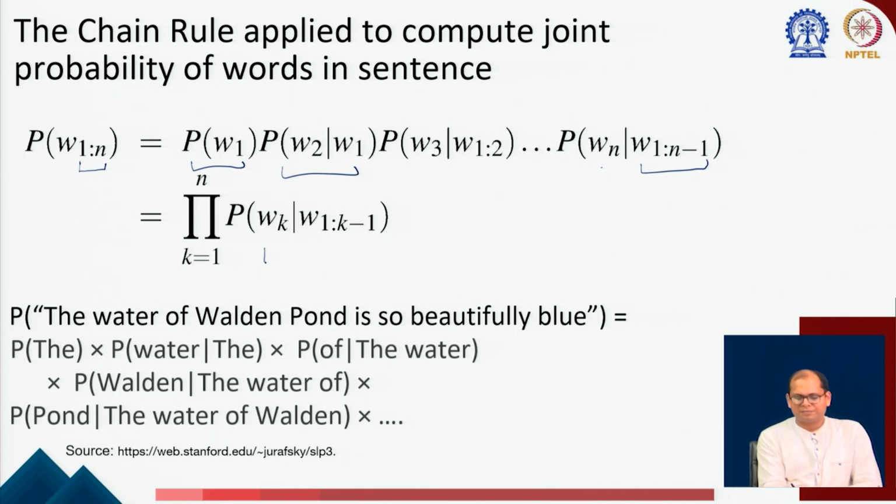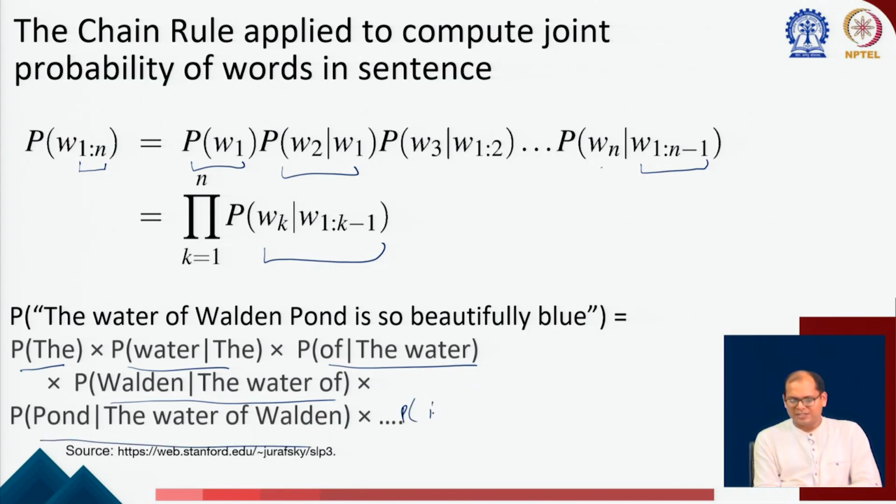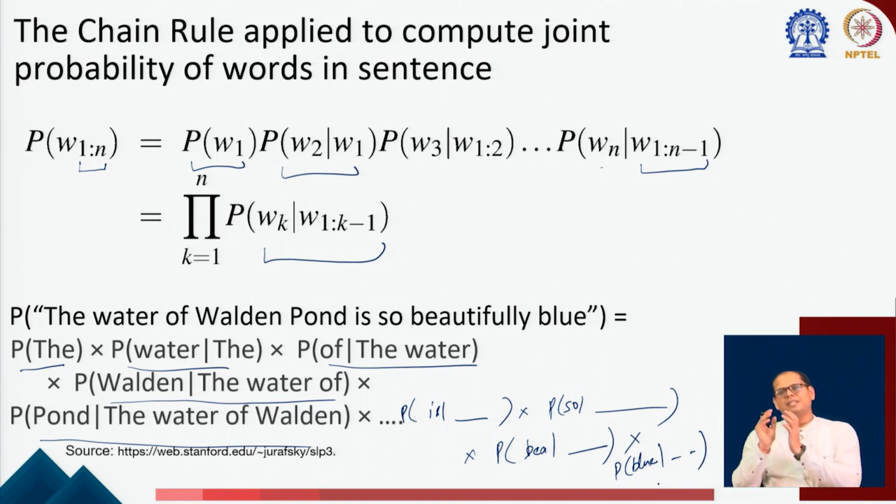So, each word given the previous words in the sequence. Now apply it to the sentence that we have: the water of Walden Pond is so beautifully blue. I will say the probability of the sequence is the probability of water, times the probability of of given the water, Walden given the water of, pond given the water of Walden, and I keep on multiplying the probability of each word given everything else before, beautifully given everything else before, blue given everything else before. And this will give me the entire probability of the sentence just by applying the chain rule of probability, no other assumption.